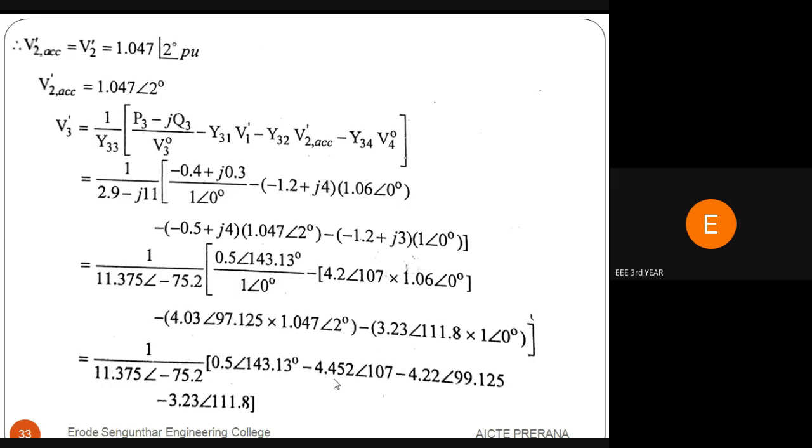So substitute the V2 volt value, we will get the final answer as 1.047 at an angle 2. This is the final value of V2 new. Then the same process is repeated for V3 as well as V4.